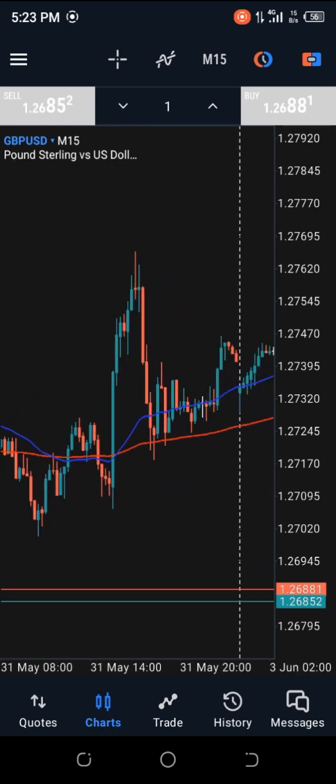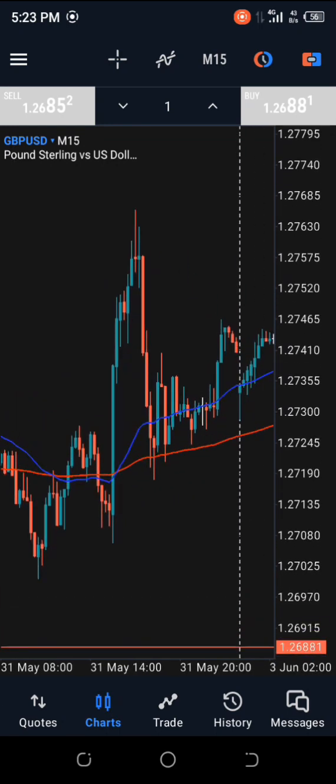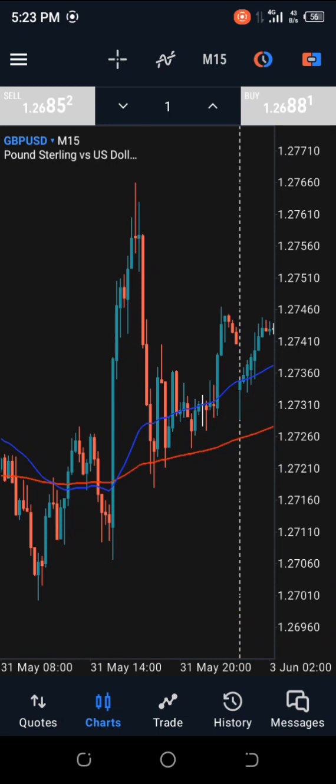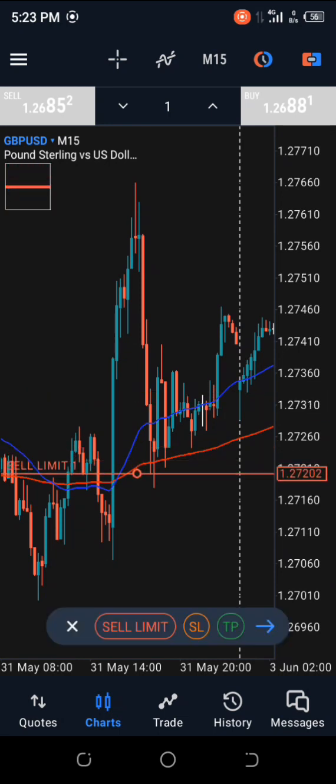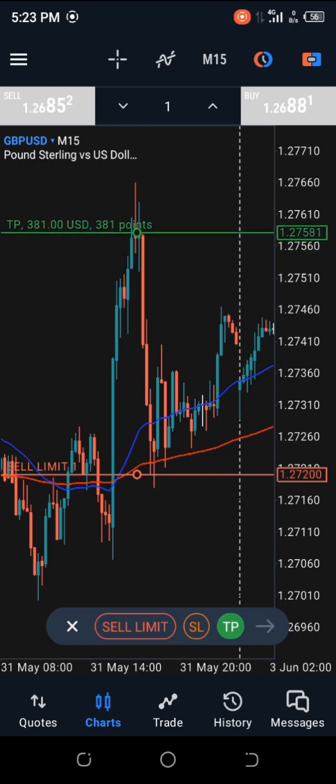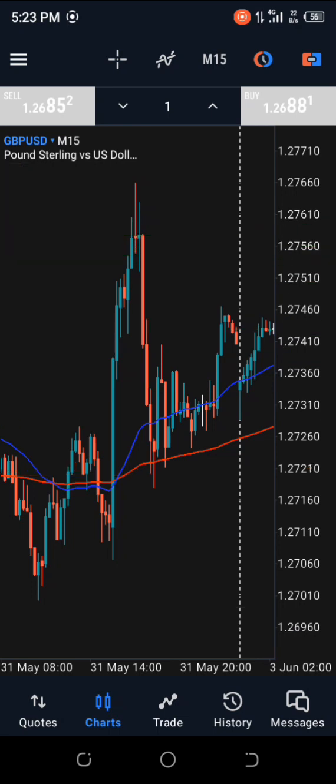This is it happening again here. You can see the crossing above. We enter from right here, and our TP is somewhere around here. This is roughly 400 pips. I can keep on showing you and showing you.